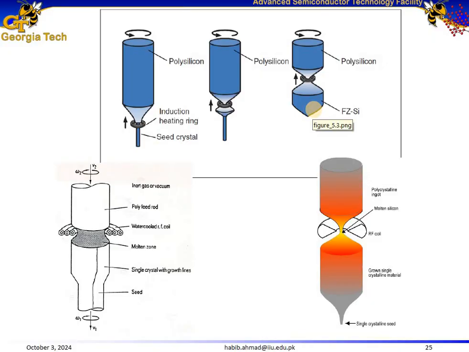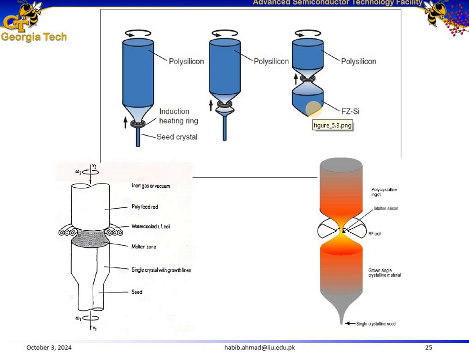So here are the key benefits of the float zone technique. First, it's a high purity method. Since no crucible is used, the process eliminates the risk of contamination from the container materials, resulting in ultra pure single crystal silicon material. Secondly, it's a defect-free growth. The necking process and careful control of the crystal growth helps produce dislocation-free crystals, essential for high-performance electronic devices.